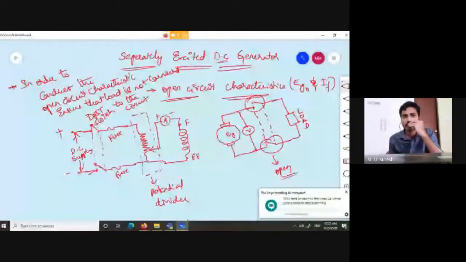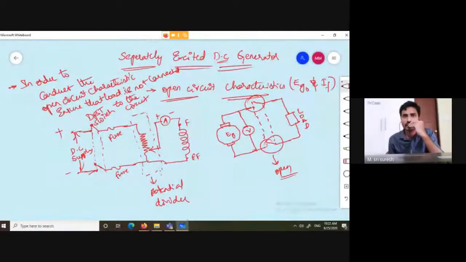After that, switch on the DPST of the field circuit. The field circuit is on the left side of the circuit. So switch on the DPST and ensure that the supply is connected to the circuit. And then we vary the potential divider in steps. This resistance position is now at the maximum resistance position.